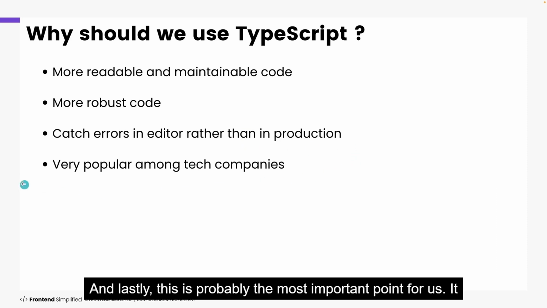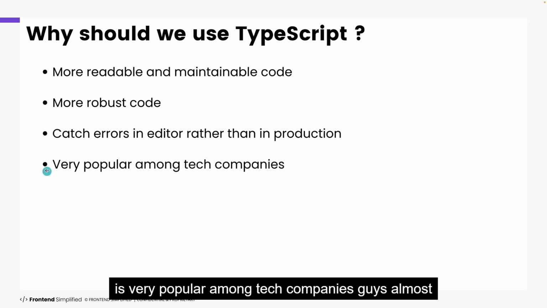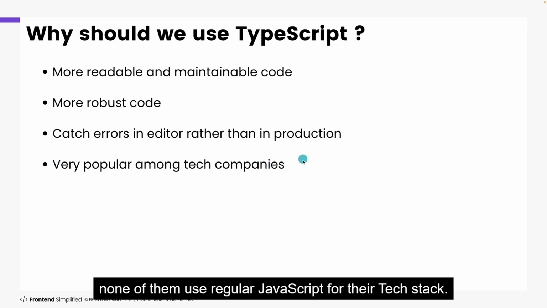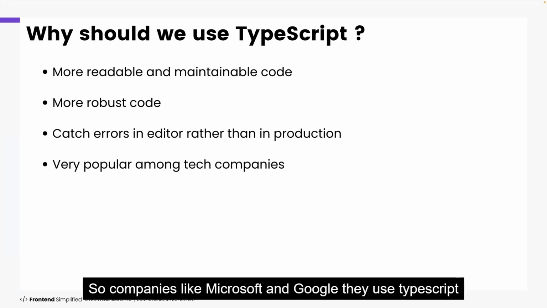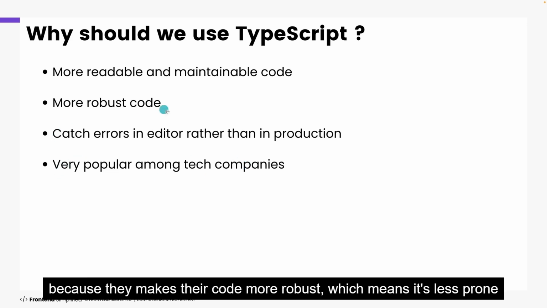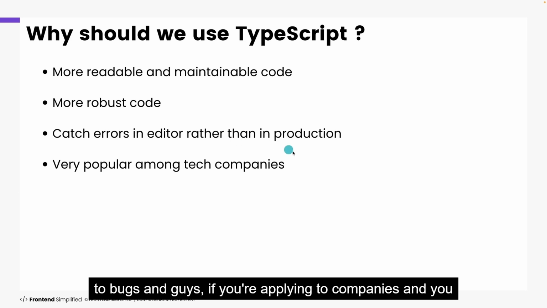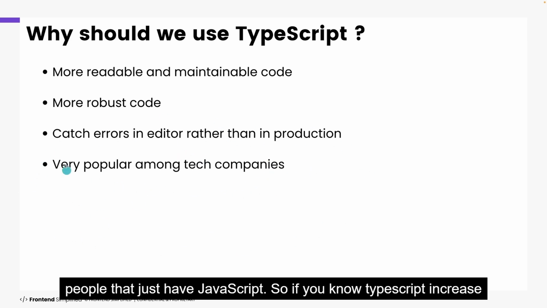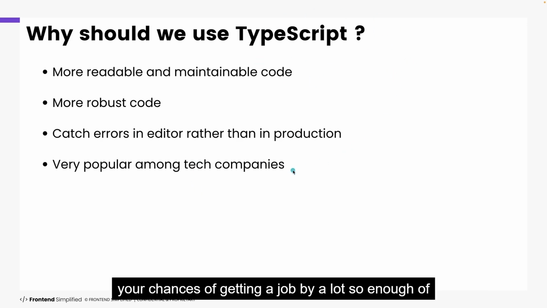And lastly, this is probably the most important point for us. It is very popular among tech companies. Guys, almost every single tech company uses TypeScript. Almost none of them use regular JavaScript for their tech stack. So companies like Microsoft and Google, they use TypeScript because it makes their code more robust, which means it's less prone to bugs. And guys, if you're applying to companies and you have TypeScript on your resume, that'll put you far ahead of people that just have JavaScript. So if you know TypeScript, it increases your chances of getting a job by a lot.